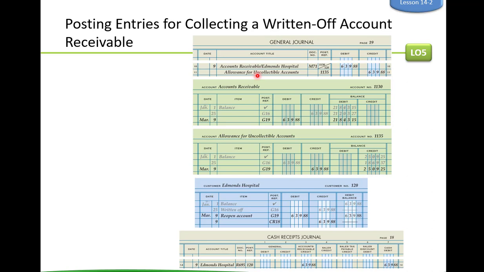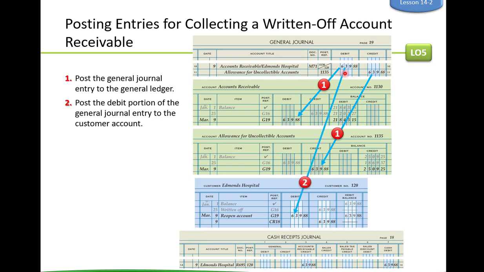And so we have our accounts receivable Edmonds Hospital credit, the allowance for uncollectible accounts. This is what we saw earlier. And we had the cash receipts journal down here. Those are what we just created. Now we're going to post this information into the individual ledgers. The accounts receivable on the 9th is going to have a debit from here, and a credit is going to go to your allowance for uncollectible accounts.